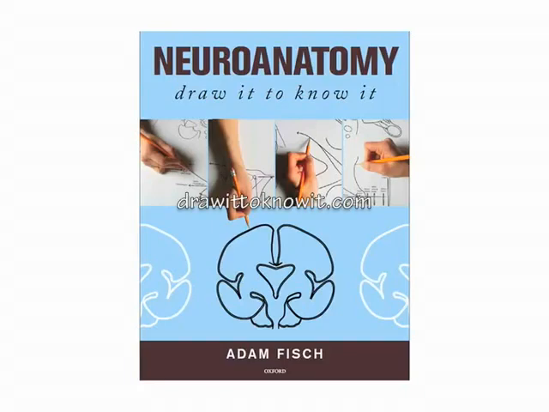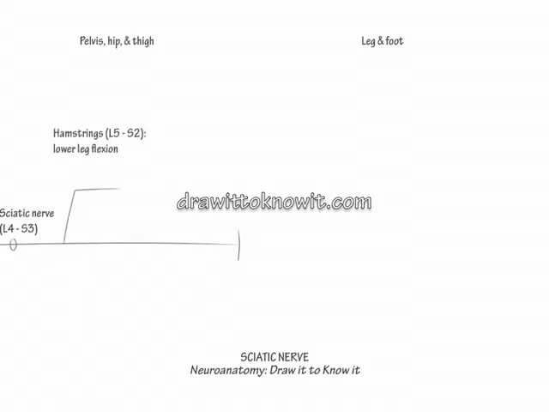The L4 to S3 nerve roots form the sciatic nerve, which comprises both the peroneal and tibial nerves. Label the top of the page from left to right as pelvis, hip and thigh, and leg and foot. Show the sciatic nerve pass through the pelvis, hip and thigh, and indicate that the L4 to S3 nerve roots derive it. Now show the sciatic nerve innervates the hamstrings muscle group.